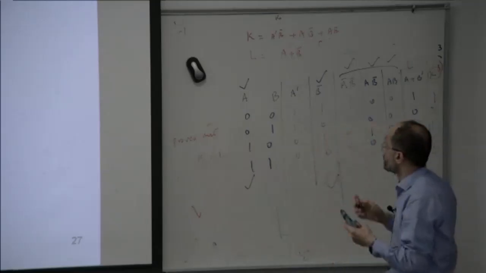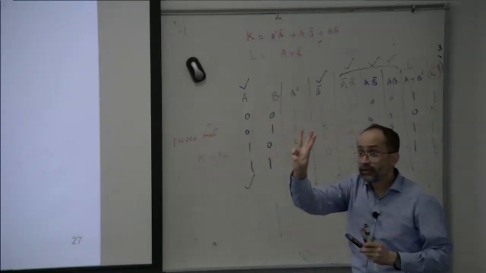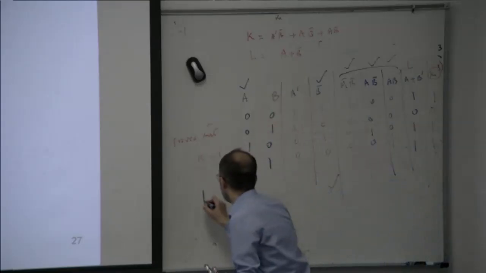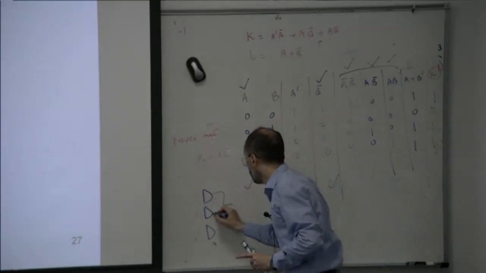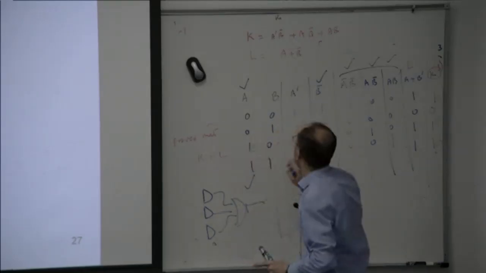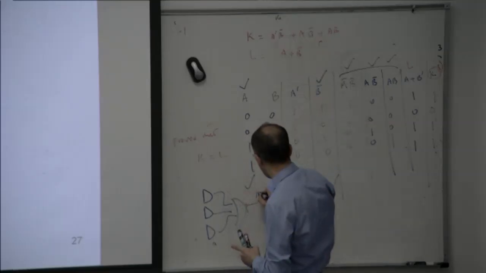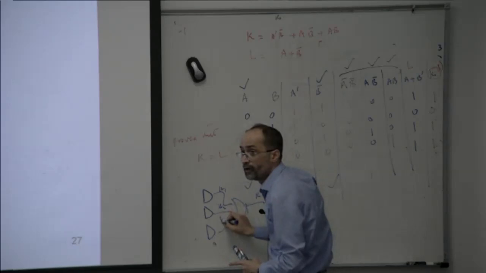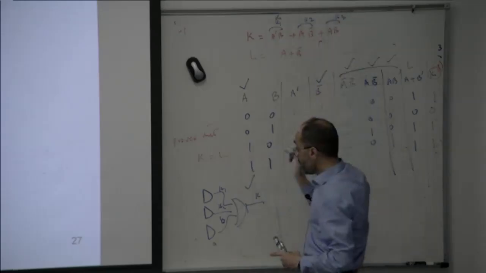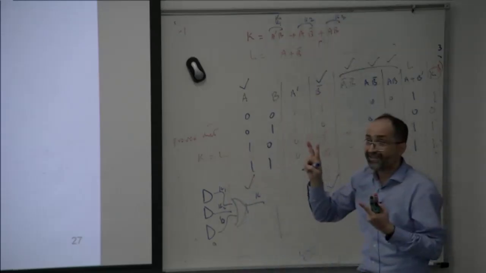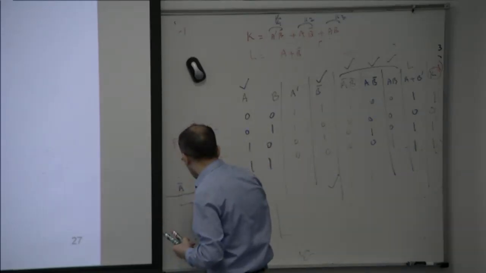But now look at the implementation of K. In K we need how many AND gates? 3 AND gates. And how many OR gates? 1 OR gate, because the first term, the second term, the third term. So this one is K1, K2, and K3. And then we need how many inverters? We need 2 inverters, one for A, one for B bar. So now we have A bar, B bar.